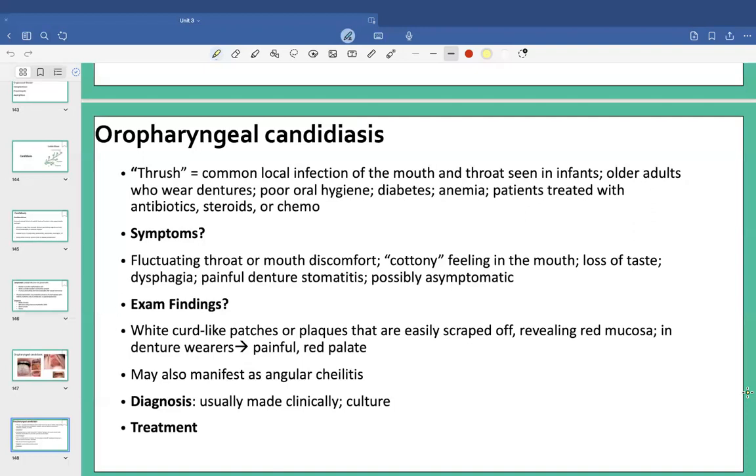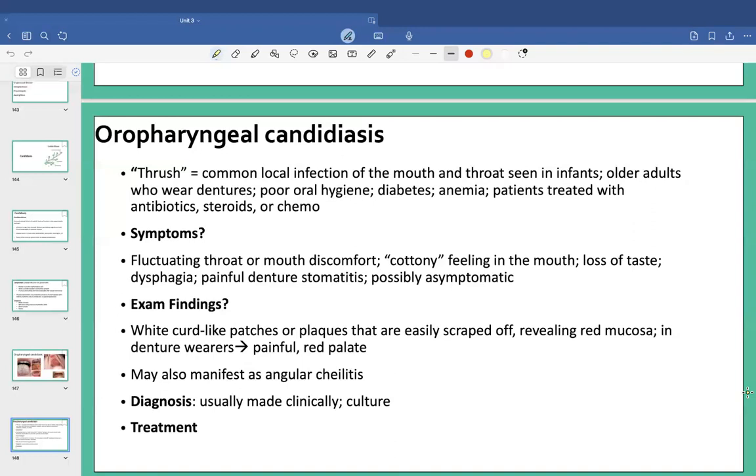Treatment for oral candidiasis. Does anybody know what we might treat with? Fluconazole? Yeah, we're going to treat it with an azole: fluconazole, itraconazole, ketoconazole. There are clotrimazole troches, which I have prescribed quite a bit, and which we prescribe quite a bit in ENT.